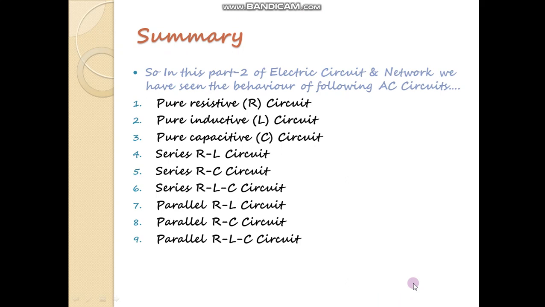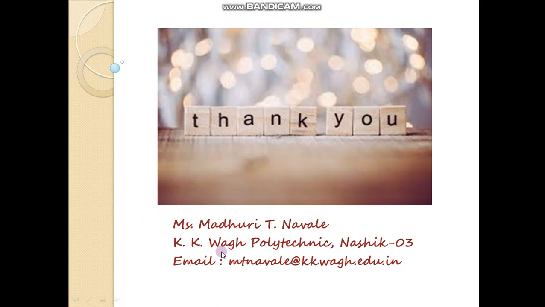In this part 2 of electric circuits and networks, we have seen the behavior of the following types of AC circuits: first the pure resistive circuit, then the pure inductive circuit, the pure capacitive circuit, then the series RL circuit, series RC circuit, series RLC circuit, then the parallel RL circuit, parallel RC circuit, and parallel RLC circuit. So this was all about the behavior of all types of AC circuits. I hope you have understood both parts of AC circuits.